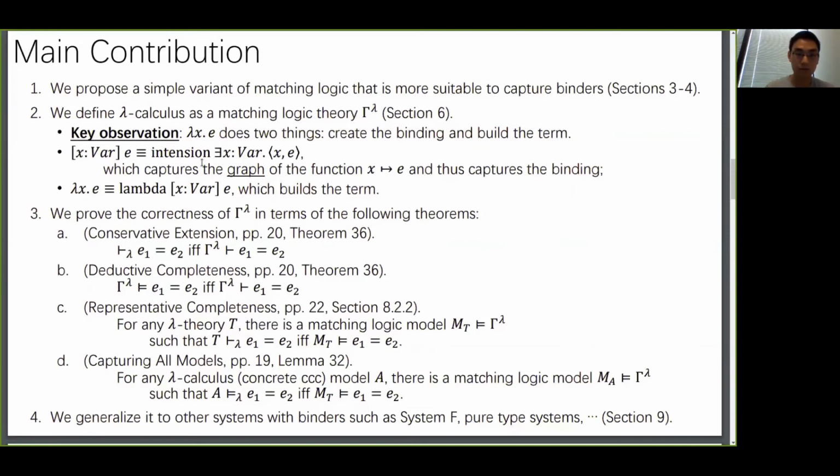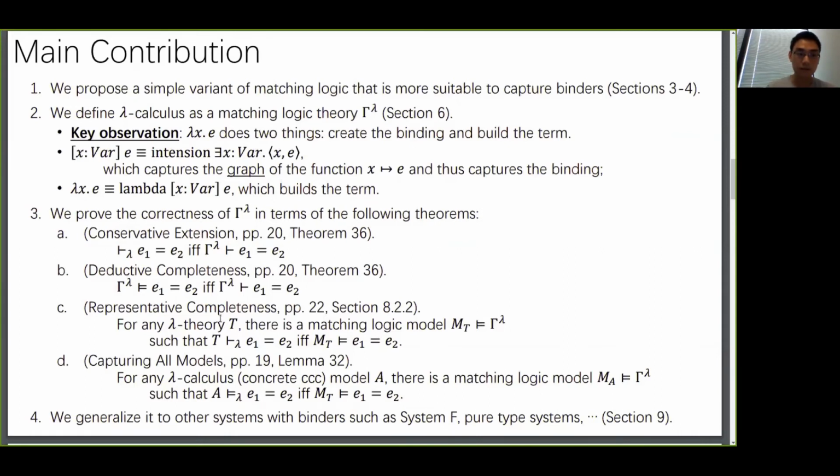The constructor builds the term. In short, we use the built-in exists binder of matching logic to build a graph set and create a binding, and then use constructors to build the term. To show that the above definition is indeed correct, we prove the following theorems. We prove that gamma lambda is a conservative extension of lambda calculus, so any equations between two lambda expressions are provable in lambda calculus if and only if they are provable in the theory gamma lambda. We also show that gamma lambda is sound and complete, so semantic validity and provability coincide.